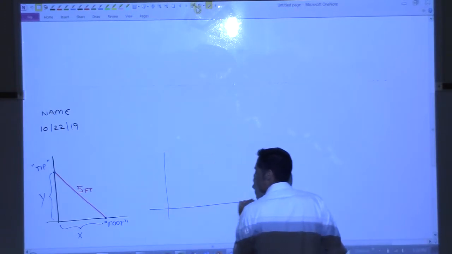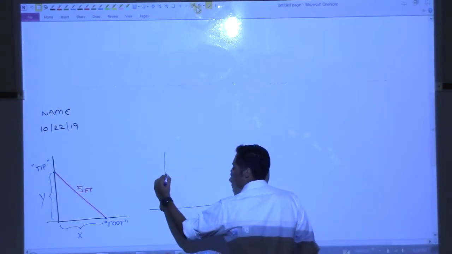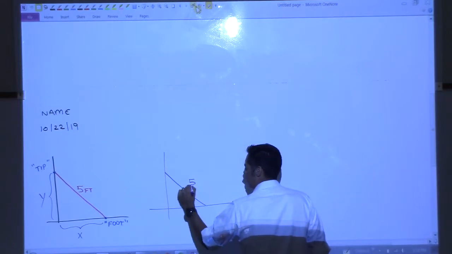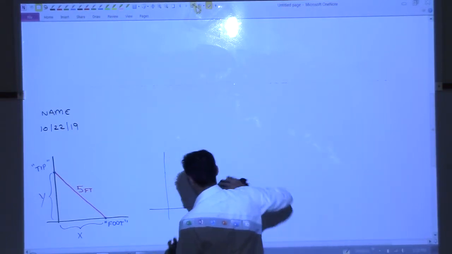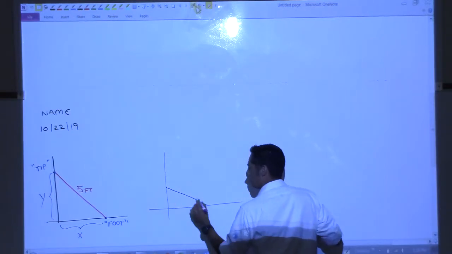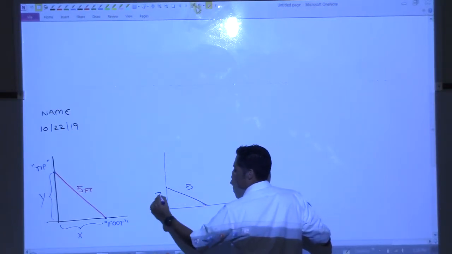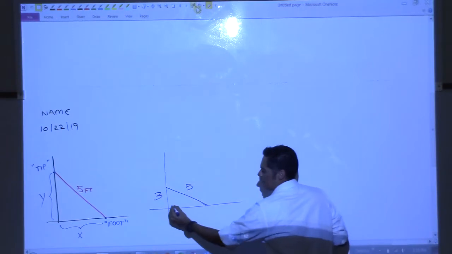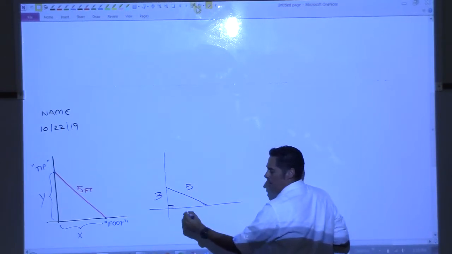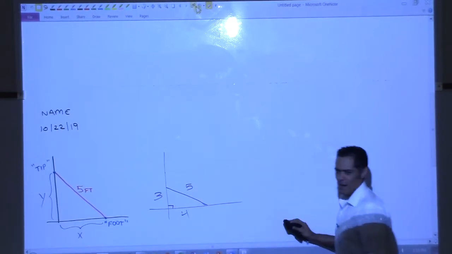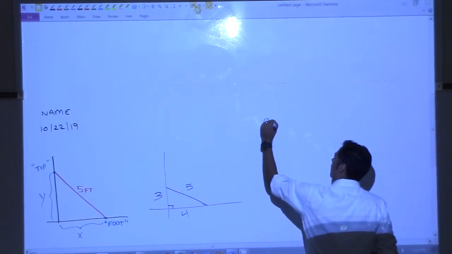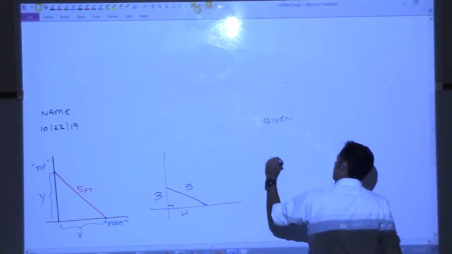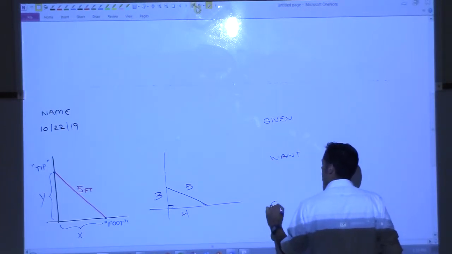The instant in time we're talking about, the ladder is 5, and the foot is 3 feet from the wall. I can probably draw that a little better. Maybe it looks more like this. If the hypotenuse is 5 and this is 3, then since this is a right triangle, you could solve for this side, and that's 4. I made it nice so that it would work out. Then you can write down what you're given and what you want, and then come up with your equation.